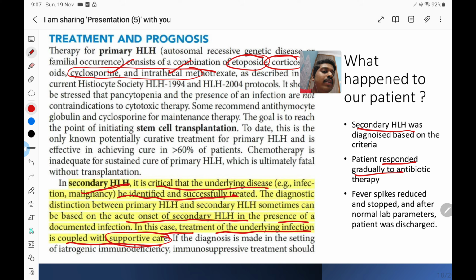So our patient was diagnosed with secondary HLH based on criteria. Patient responded gradually to antibiotics. Gradually, the patient had a decrease in the severity of the fever spikes, and there was decreased frequency also. And finally, the patient became afebrile, and all the lab parameters came to normal. And finally, the patient was discharged. So this was a happy story for us. What we thought initially to be a simple enteric fever turned out to be a challenging secondary HLH, which was secondary to enteric fever.